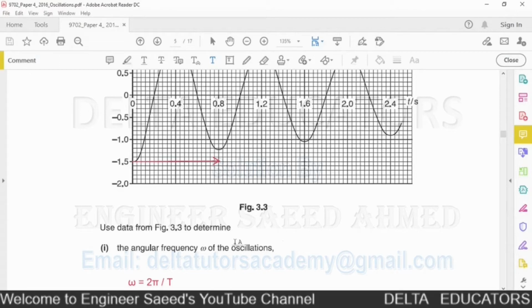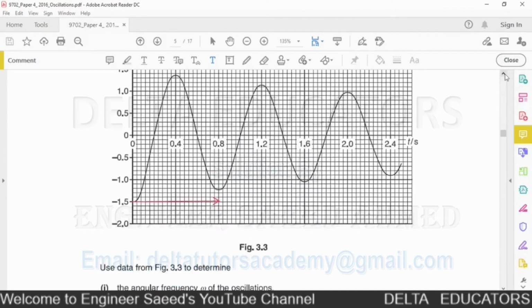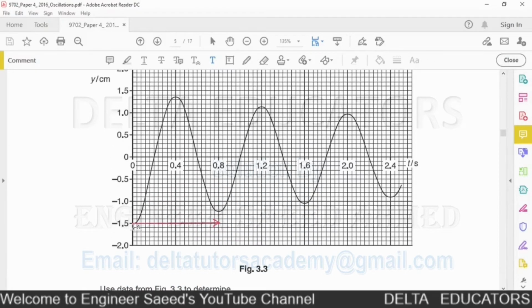Angular frequency or angular velocity is given as omega, and omega is given as 2 pi over T, where T is the time period. Now what is time period? Time period is the time taken by a wave to complete a distance between two consecutive crests or between two consecutive troughs. Here in the graph, it is the start of the wave, it is the first trough, it is the second trough, and between these two consecutive troughs, the time taken is 0.8 seconds. So here time period T will be 0.8 second.